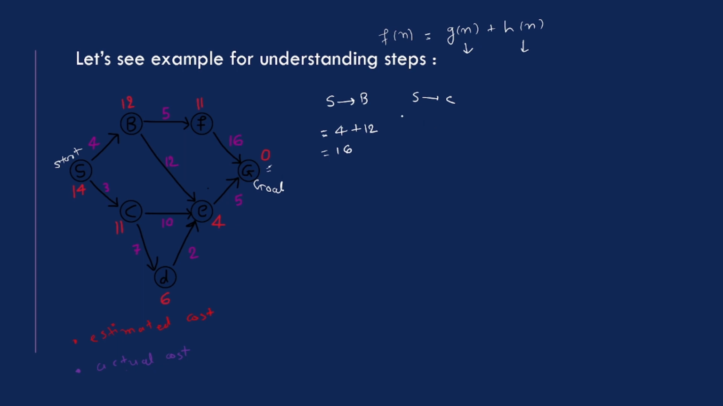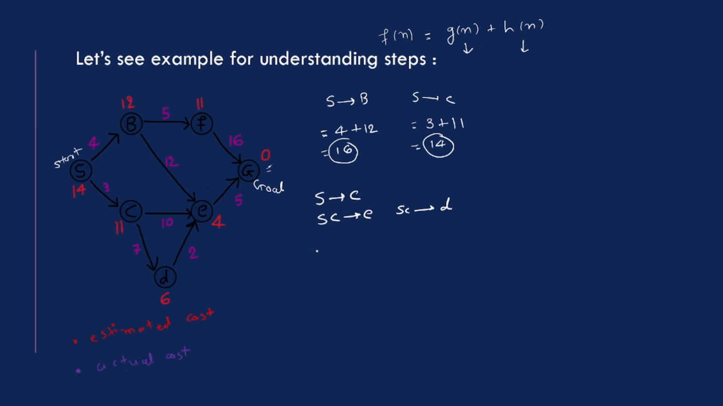Now for S to C, the actual cost is 3 plus C's estimated cost of 11. So it will take 14. Keep in mind there is a 16 value and a 14 value. Now we have S to B and S to C. Let's take S to C. We have completed S, C, and we can go further to E and from S, C to D.